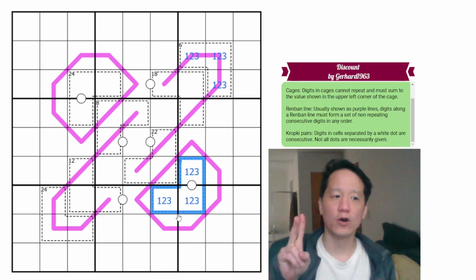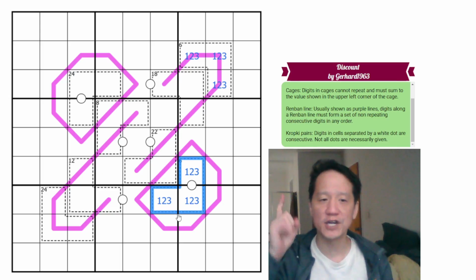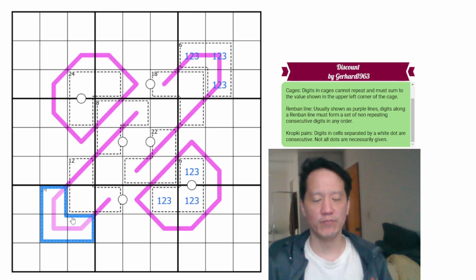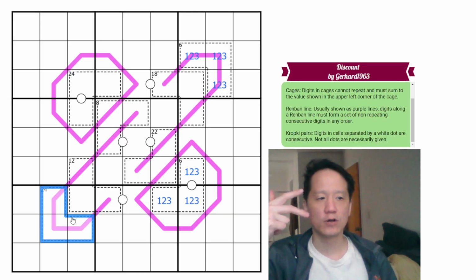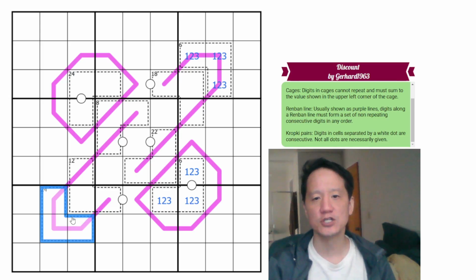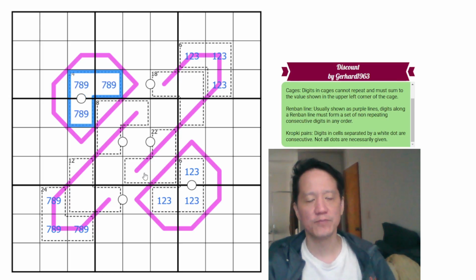While 24 has to have the 3 largest digits add up to it, right? Because you cannot have repeats in cages. So the biggest digits are 9, 8, and 7, which all add up to 24. So you cannot have any other 3-digit combination without repeats to add up to 24 in normal Sudoku. So this is 7, 8, 9, and this is 7, 8, 9.